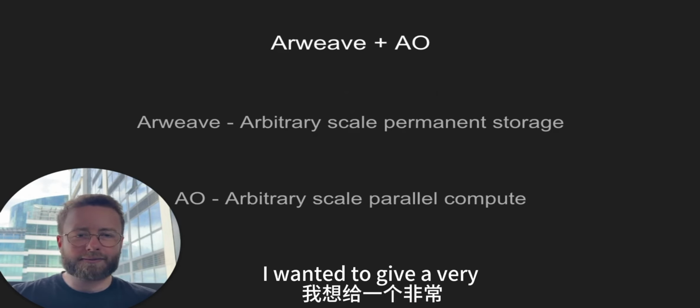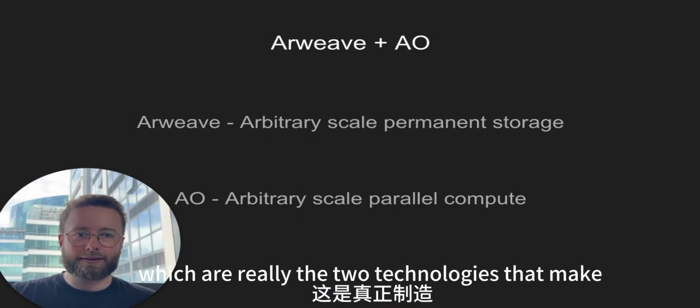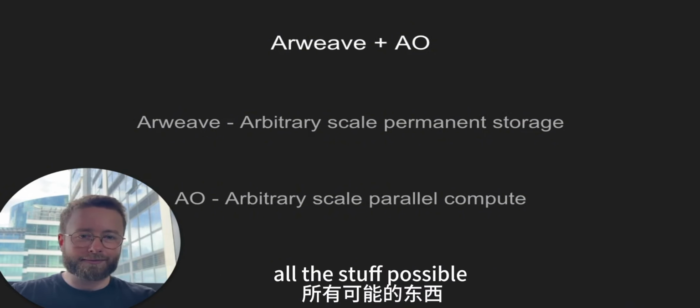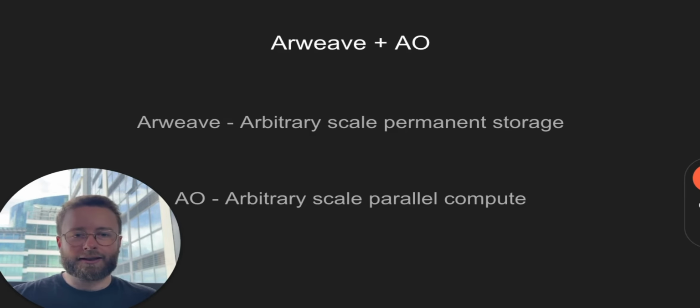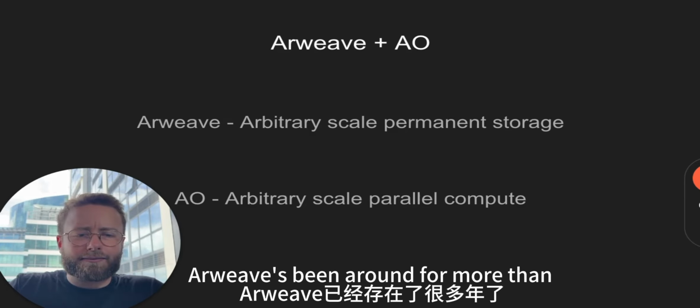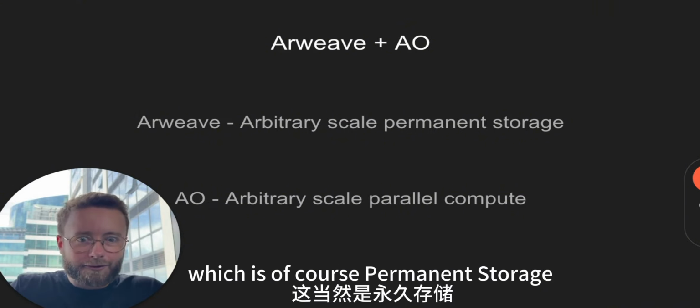Just to preface, I wanted to give a very brief introduction to Arweave and AO, which are really the two technologies that make all of this possible. First of all, there's Arweave, which is a permanent storage chain. Arweave has been around for more than 6 years now, and it really just does one thing really well, which is, of course, permanent storage.